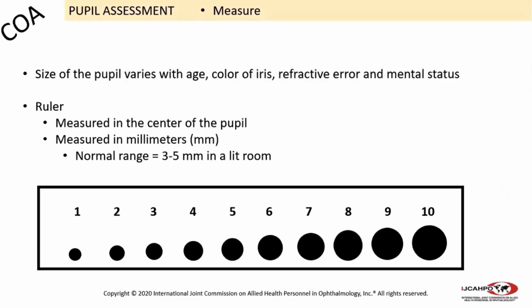In measuring pupils, the size of the pupil varies with age, color of iris, refractive error, and mental status. A ruler may be used and measured in the center of the pupil and measured in millimeters. A normal pupil size is 3 to 5 millimeters in a lit room.